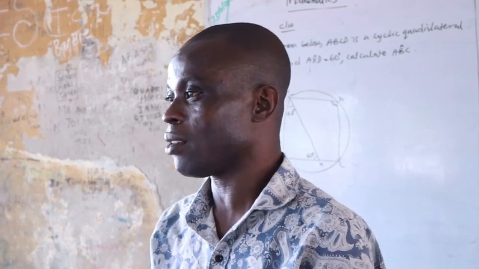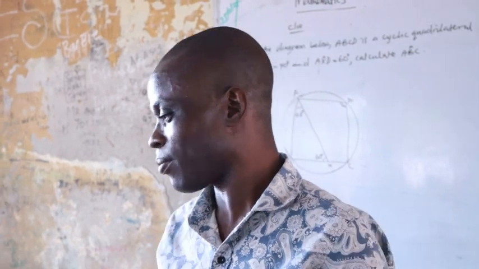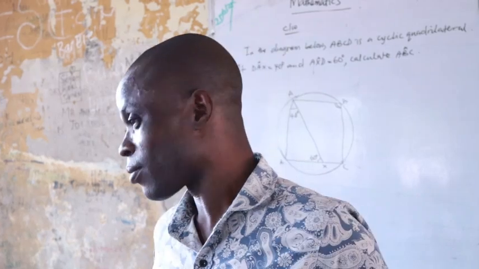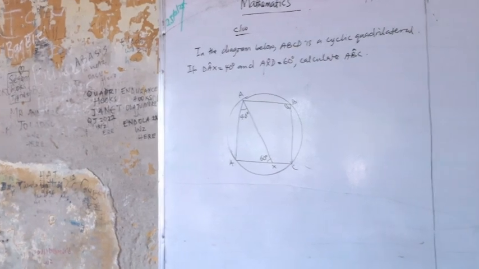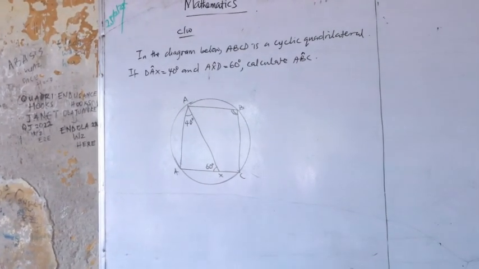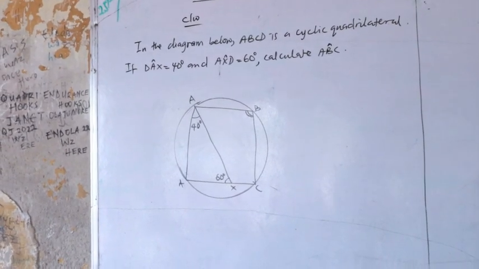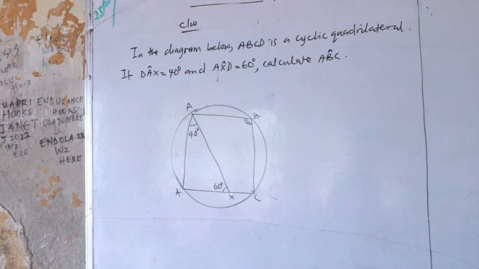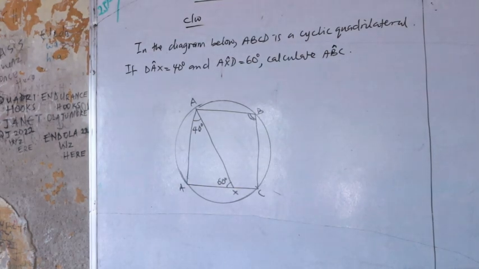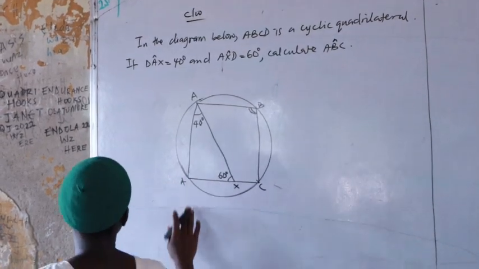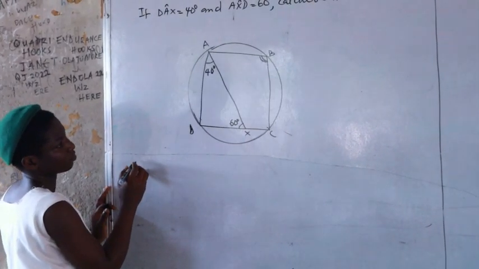Folani, do you want to try? Oh yeah, come and solve it for us. I will be calling you now. I will still come back to you. Okay, that point is D. Oh, I did not put it there.